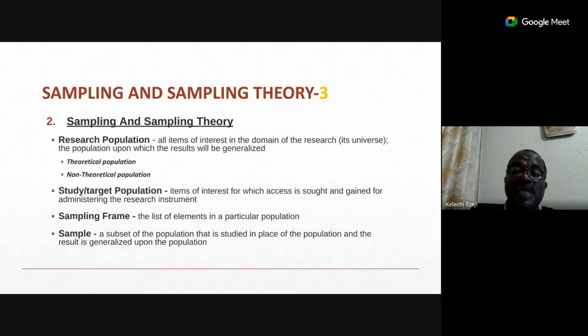So it's not representative. So it's important that a sample is picked that is representative of the population, so that when you now study that sample, whatever result you get can logically be generalized and applied to that population.